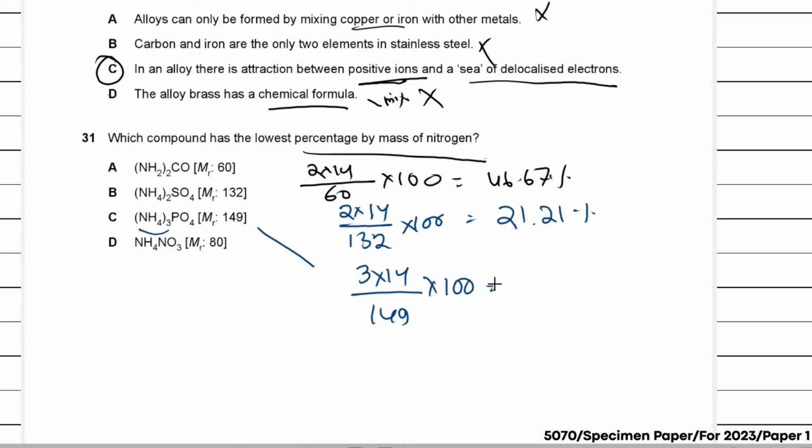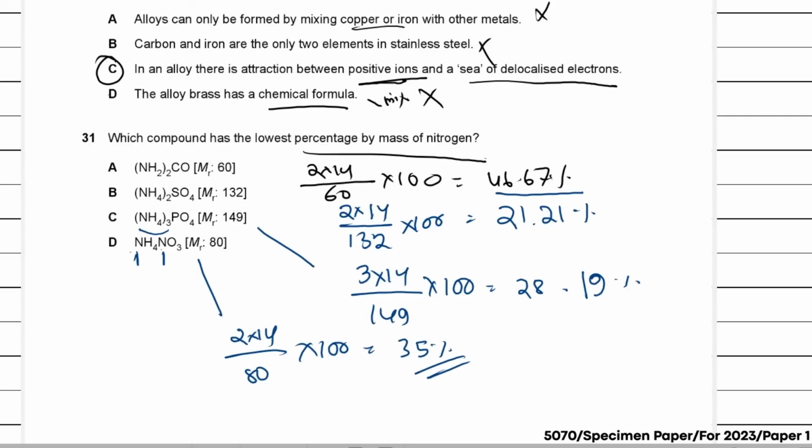So we're just going to write 149 and it's a 3. So it's 28.19%. And finally, we've got this. We've got 2 nitrogens, so 2 times 14. We have 1 nitrogen here, 1 nitrogen here. Divided by 80 times 100. So it's 2 times 14 divided by 80 times 100, which is 35%. So the highest percentage is right here, so the answer is going to be A.